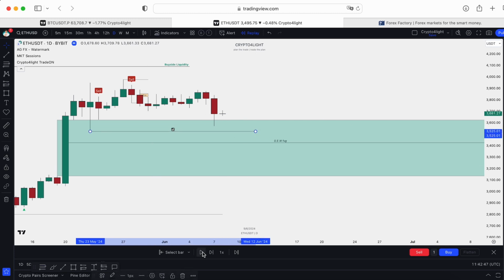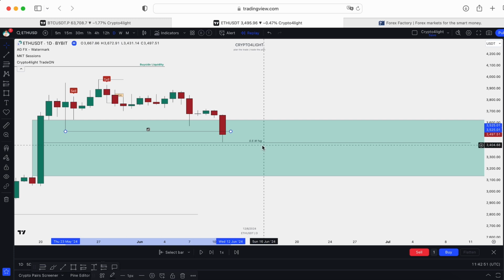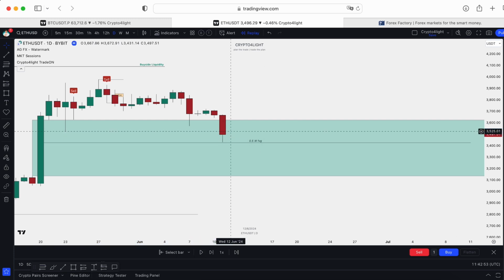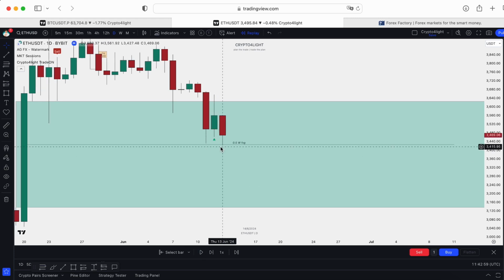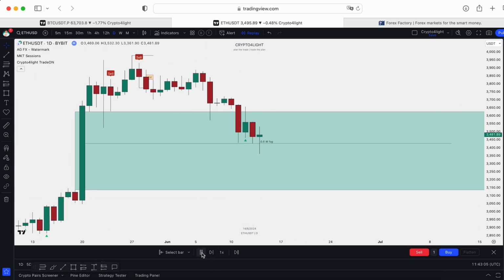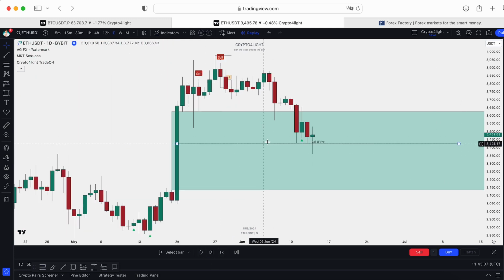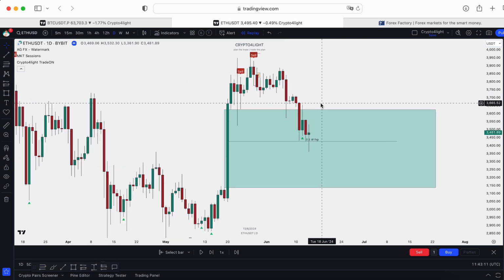Didn't sweep this liquidity pool. Tested, swept liquidity, that's done. Almost test 0.5. We got a signal to buy for a potential reversal move. Almost test 0.5. Test it. Got it. When we get something like this one, I start looking for the zone for a reversal move.